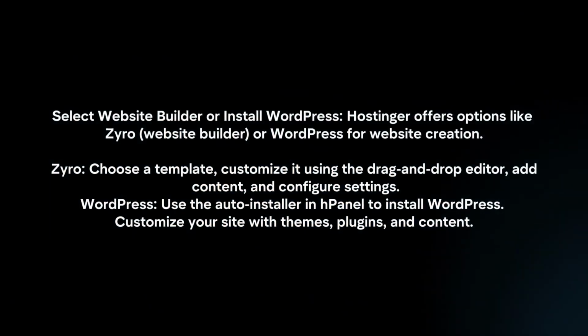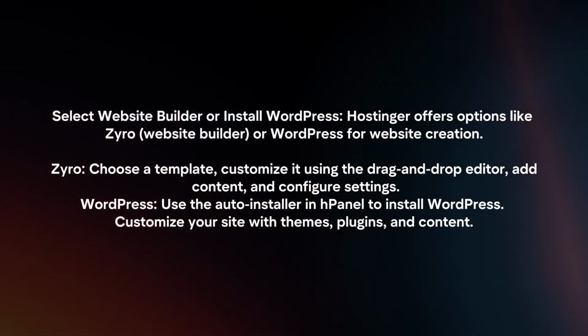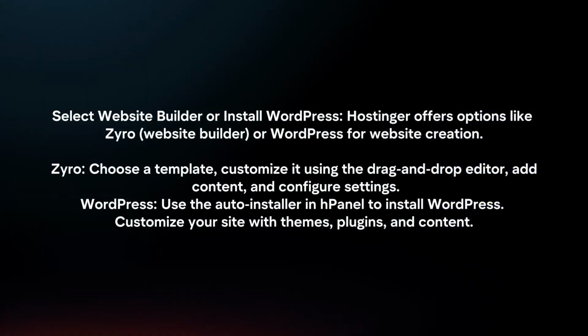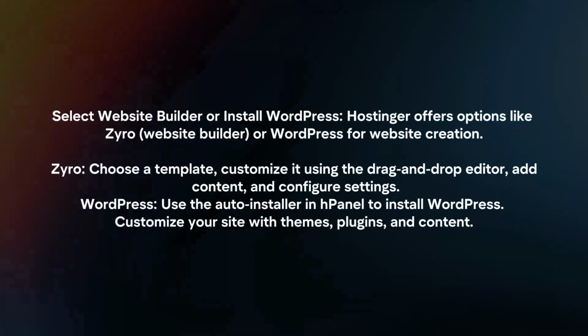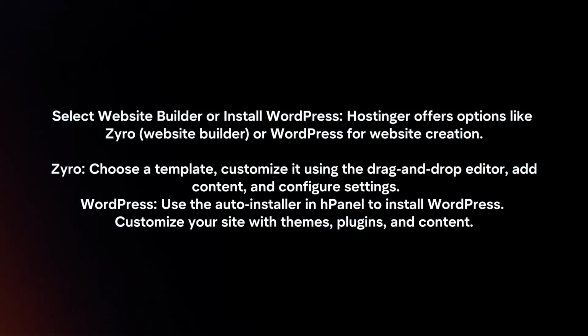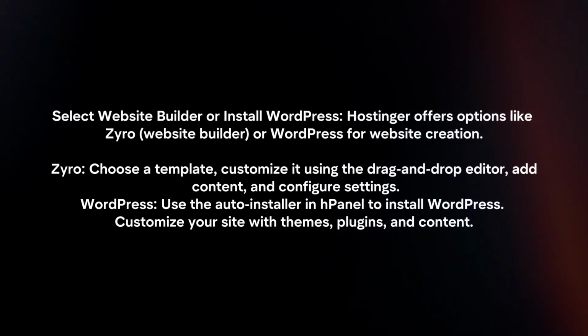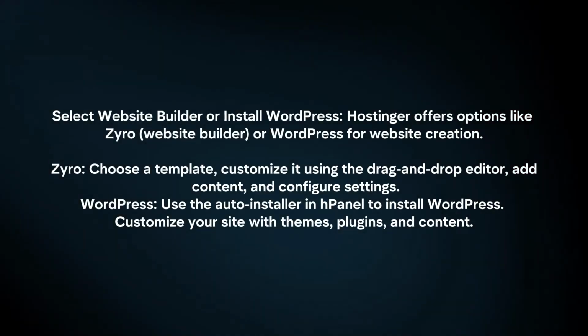Select Website Builder or install WordPress. Hostinger offers options like Zero or WordPress for website creation. Zero: choose a template, customize it using the drag and drop editor, add content and configure settings. WordPress: use the auto installer in hPanel to install WordPress. Customize your site with themes, plugins and content.